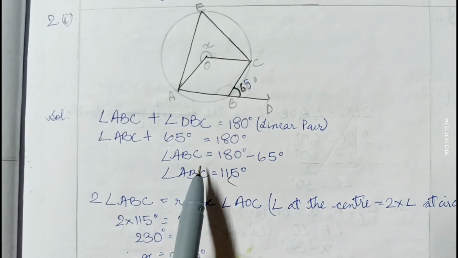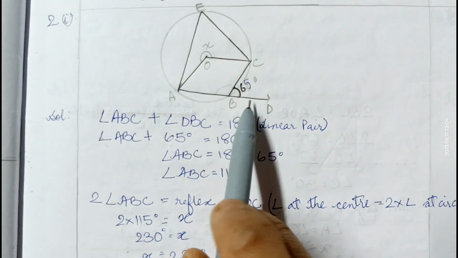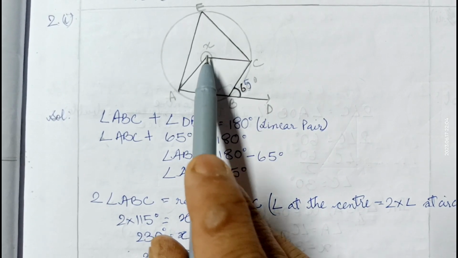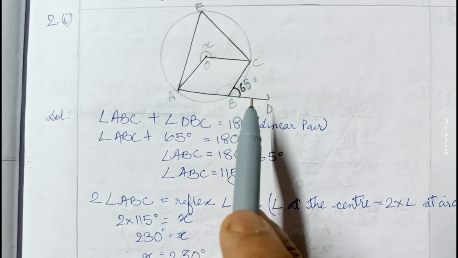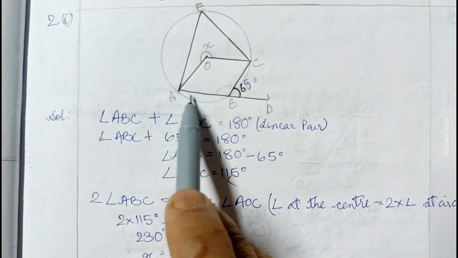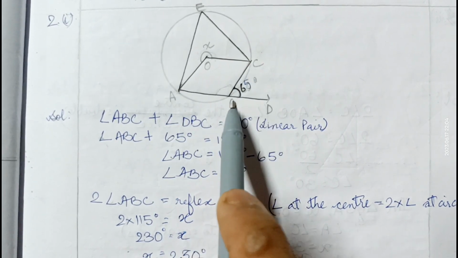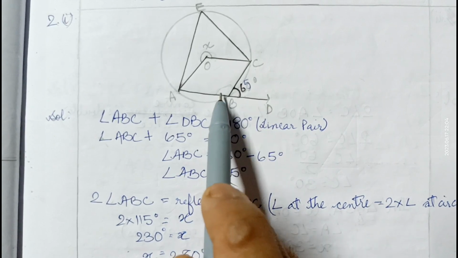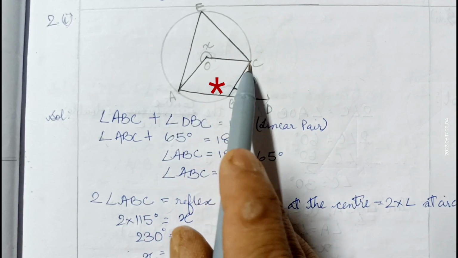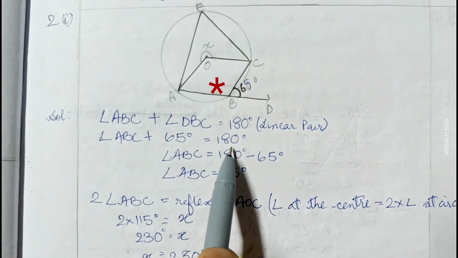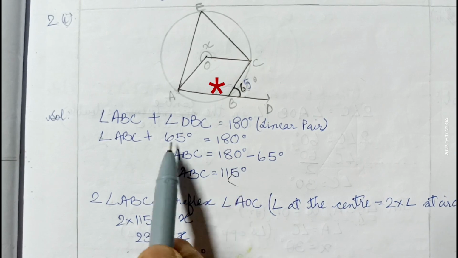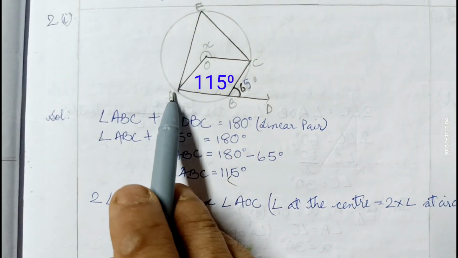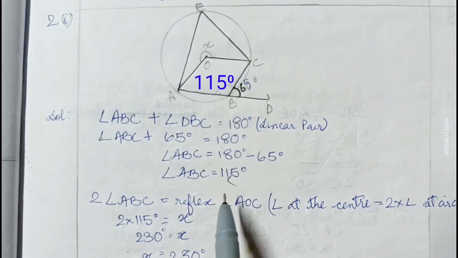In first part of question number 2, it is given that exterior angle CBD is 65 degree and we have to find the reflex angle AOC. Now we know angle ABC plus CBD, the sum of these two angles will be 180 degree because of linear pair. So angle ABC plus 65 will be 180 degree. So ABC will be 180 minus 65, which is 115 degree. Therefore angle ABC is 115 degrees.